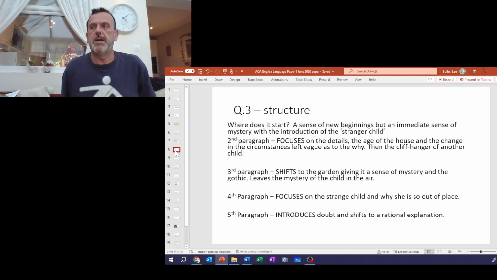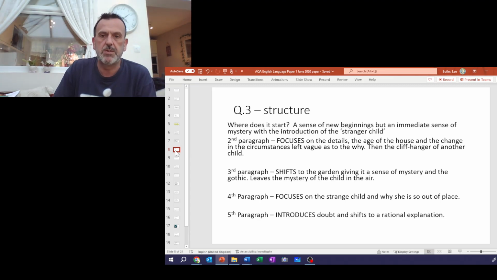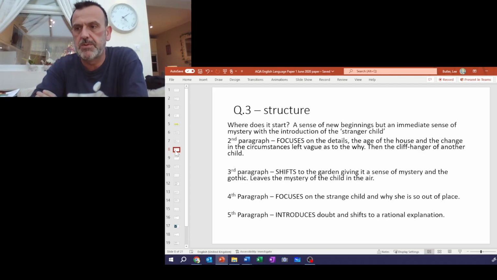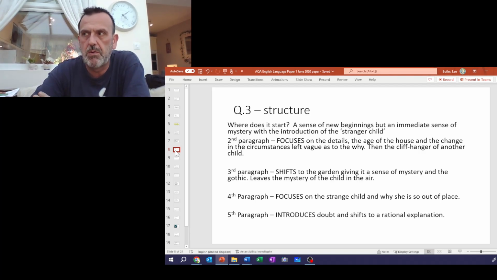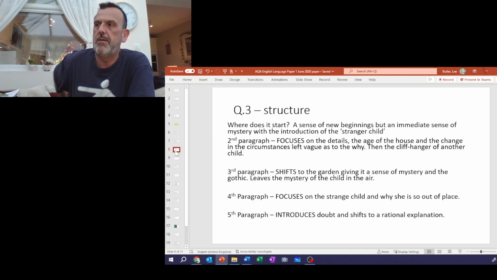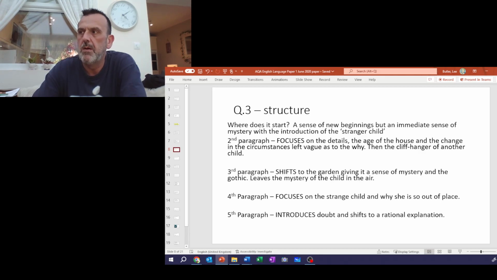Question 3. Now, you don't necessarily have to do this, but this is another good revision strategy: get an insert. That website I suggested at the start is very good, or go to the AQA website. For each paragraph, just think, what is the focus, what is the key element of that paragraph. If you go through this extract, we get two things at the start. There's a sense in your beginnings with the commentary that they've moved, but also an immediate sense of mystery.